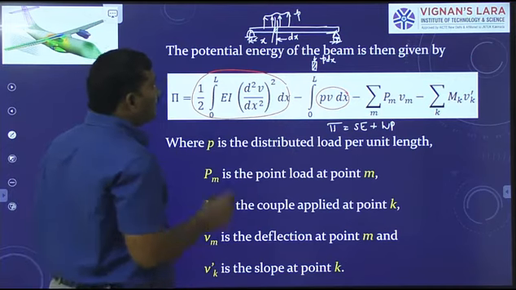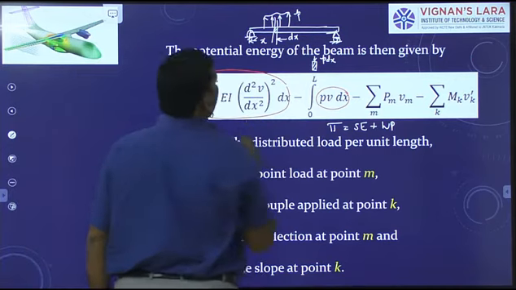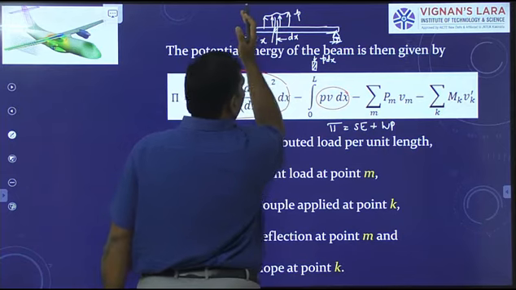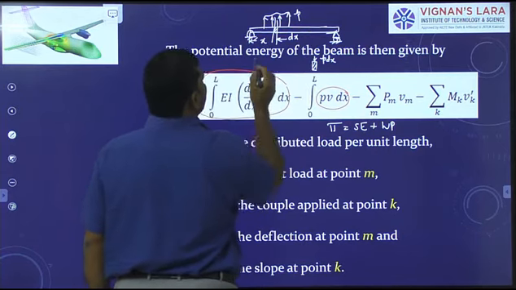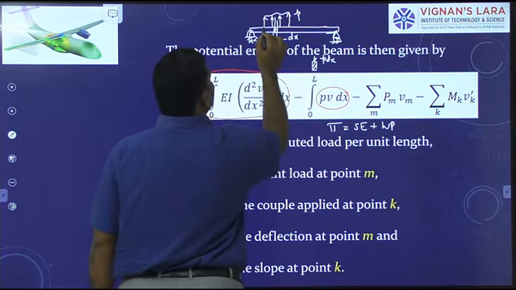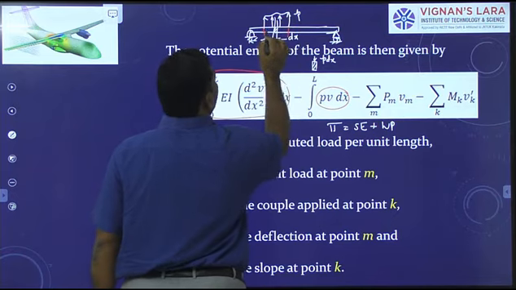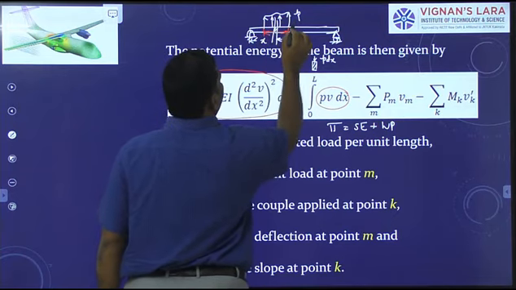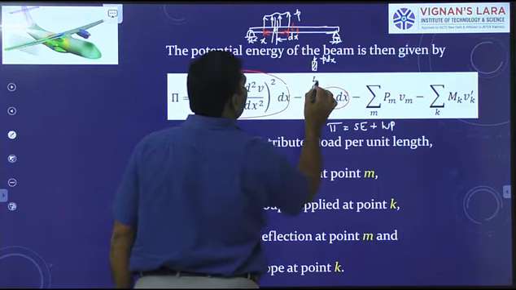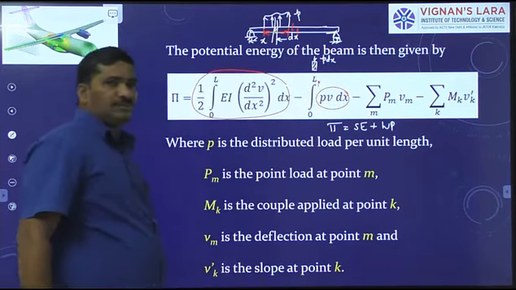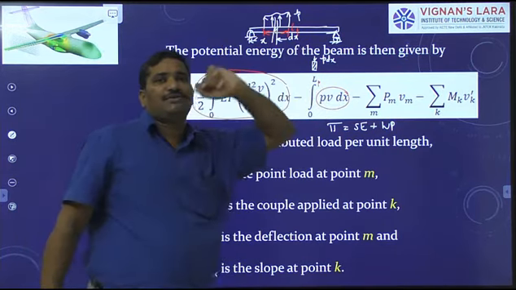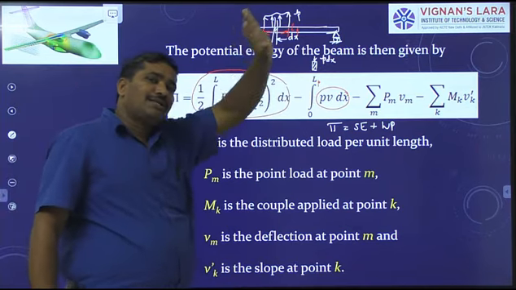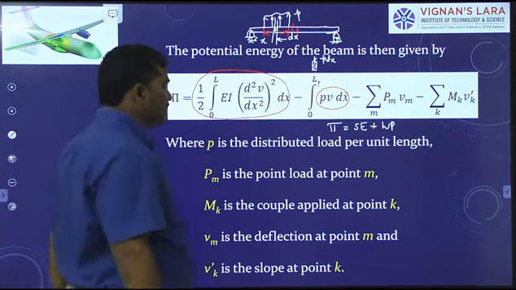Understand, not over the entire length of the beam, remember. Here the distributed force is acting over only this much length. This I say Lp. Therefore I write here Lp. It is not acting over the entire length of the beam. If it is acting over the entire length of the beam, I take the entire length into consideration.